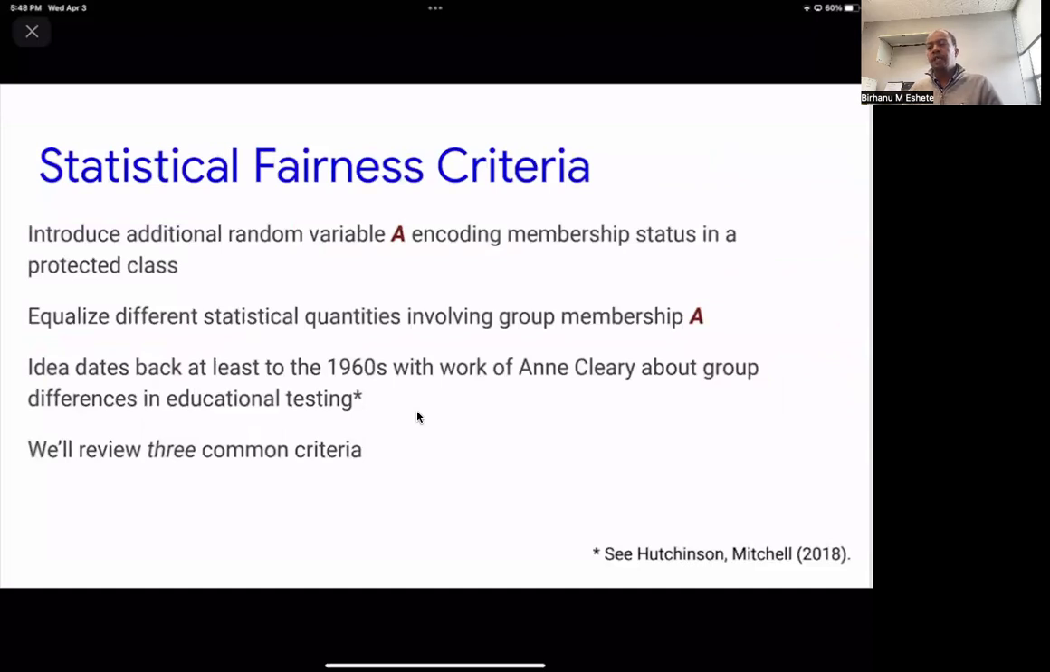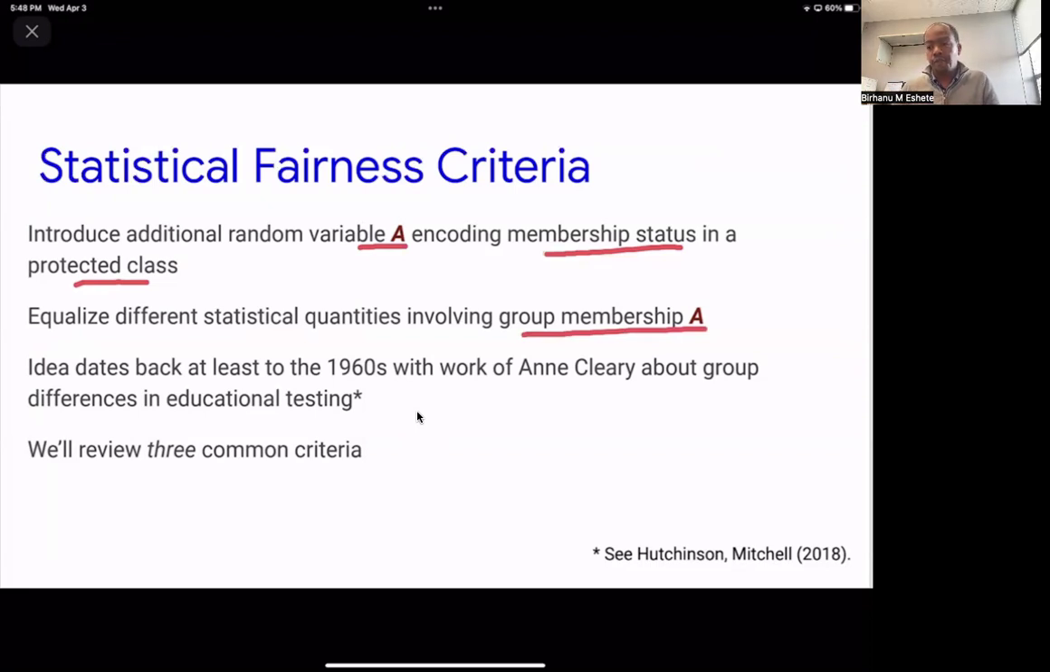Now, statistical fairness criteria. Given the confusion matrix and the notation we have defined for features, the outcome, the scoring function, and the decision threshold, how do we set up the statistical fairness criteria? There's one more thing we have to add, and that is a random variable A to encode what we call membership status in the protected class. This A is going to capture the protected class such as race, gender, and so on. The goal is to equalize different statistical quantities involving group membership. That's our statistical fairness criteria.